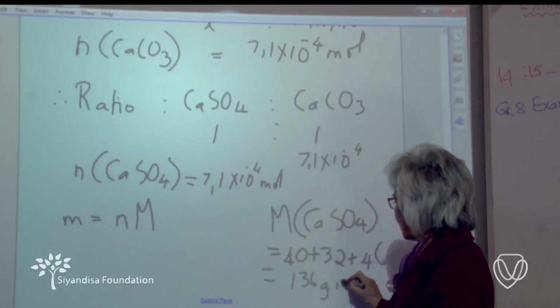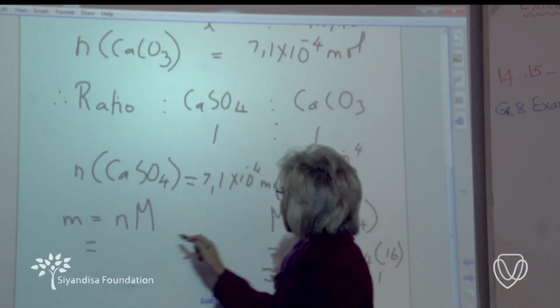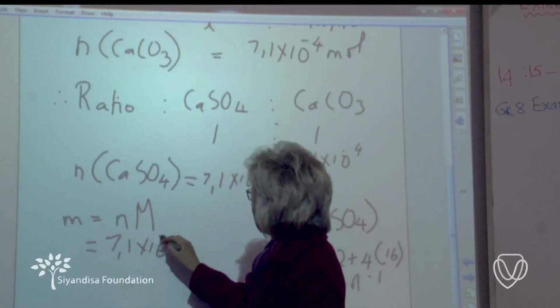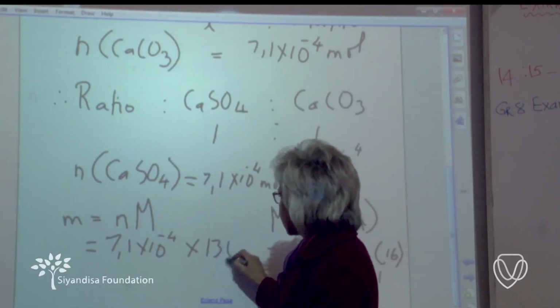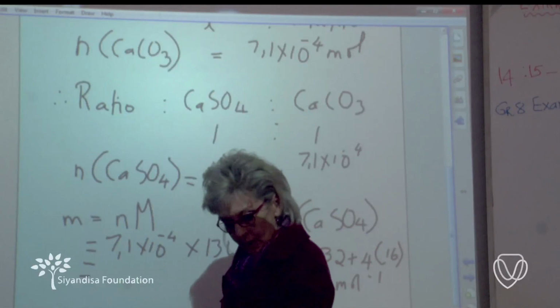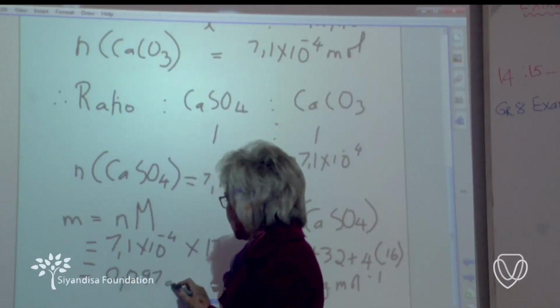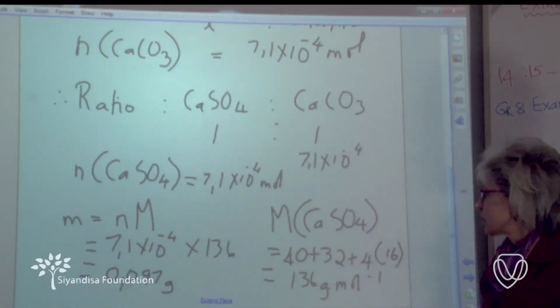136 gram per mole. If I now substitute it in here, the amount of mole is 7,1 times 10 to the negative 4. The molar mass being 136, and that then gives me a mass of 0,097 gram. And that is then the answer to the question that was asked.